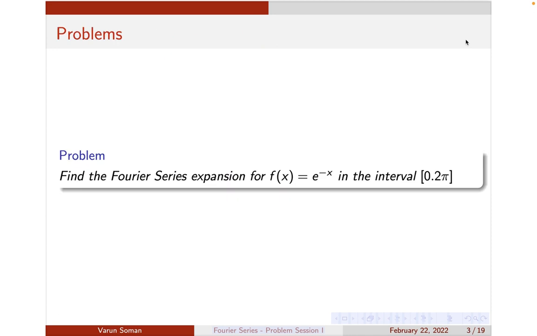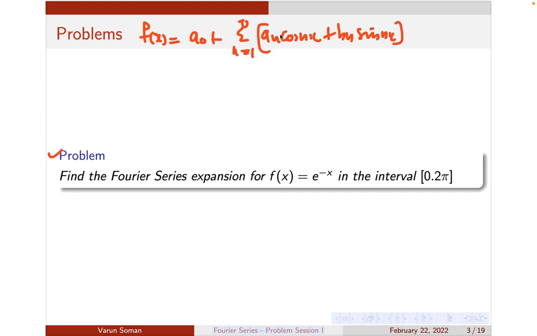Find the Fourier series expansion for f of x is equal to e raised to minus x in the interval 0 to 2 pi. Suppose this is a problem. So the first step, you just write down the expansion. It is nothing but f of x is equal to a naught plus sigma n is equal to 1 to infinity a n cos n x plus b n sin n x. This is the Fourier series expansion. If you want, you can write a naught by 2 also. So the corresponding a naught will be different.